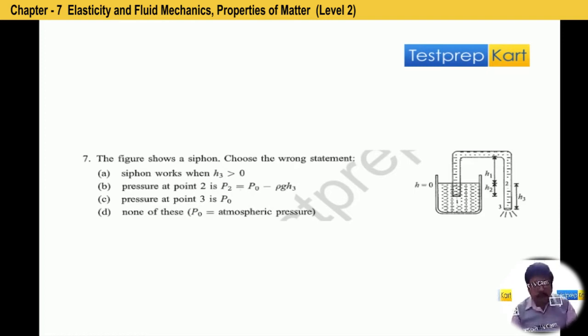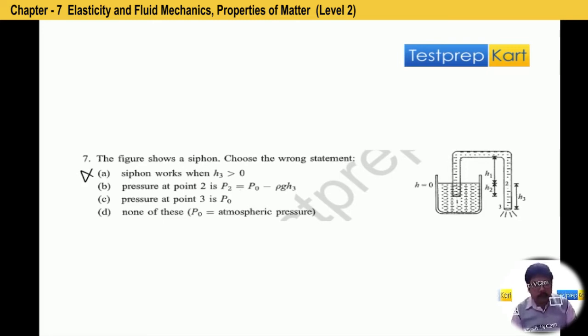The figure shown, siphon. This is the wrong statement. The siphon works when H3 is greater than 0, but when H3 is 0, that time it will not work. It doesn't mean it can be 0 either. So it is not the correct explanation.